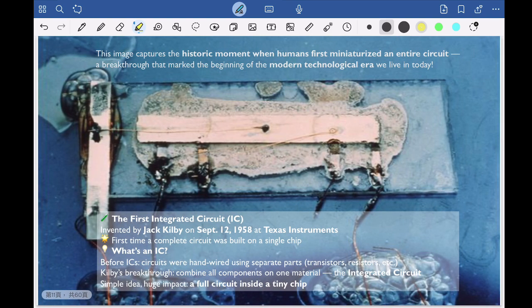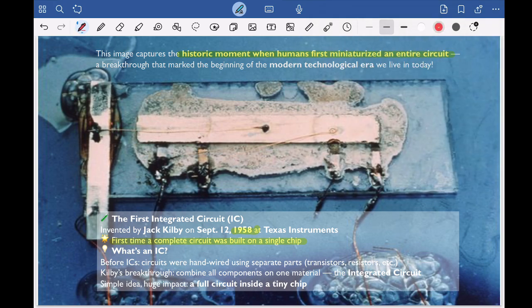Okay, so then we still need to look back at some of the history. This is a little bit of an old picture, but it's a very historical picture, because this is the historical moment when humans first made the circuit smaller, inside one piece of material, developed by Jack Kilby in 1958 at Texas Instruments. So this is the first integrated circuit developed by Jack Kilby in 1958 at Texas Instruments. This is the first time a complete circuit was built on a single chip. So that's what we call an IC, integrated circuit.